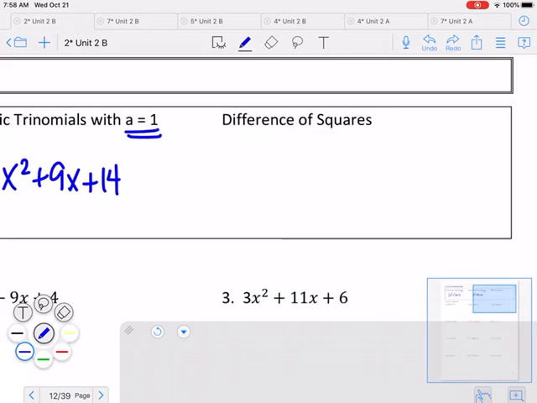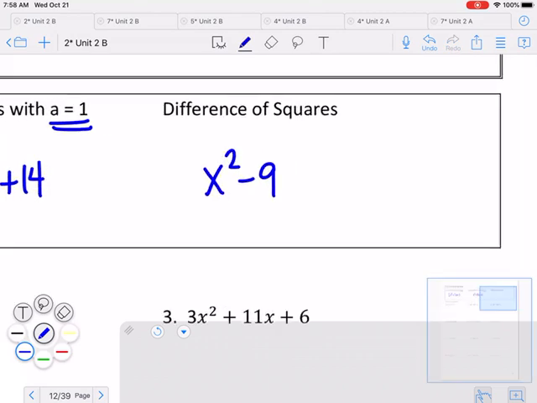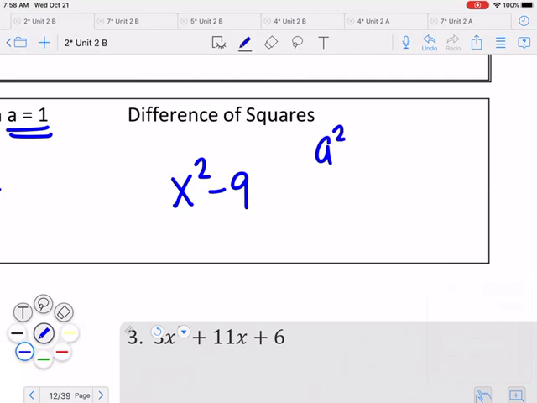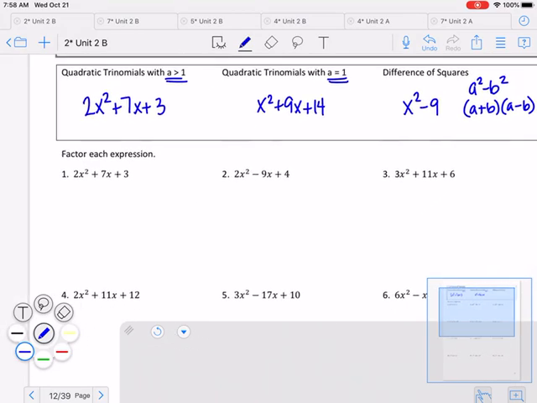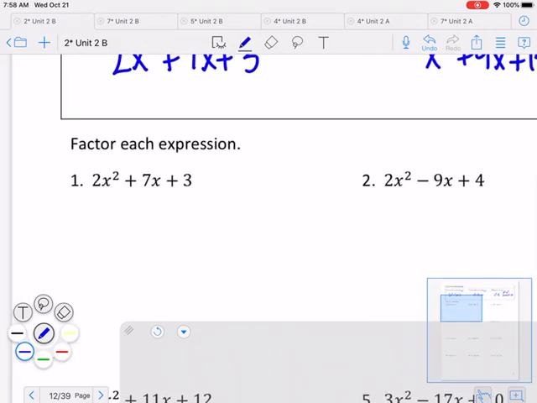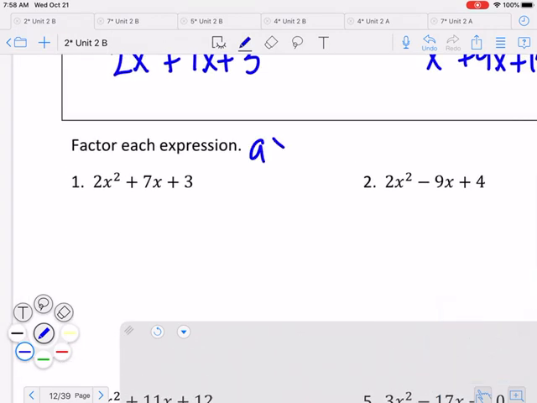And then we have difference of squares. This would be like x squared minus 9. We actually have a formula for this one, a squared minus b squared. And when you factor this, we get a plus b times a minus b. I'll explain that more when we get there. First, we're going to do factoring where a is bigger than 1.